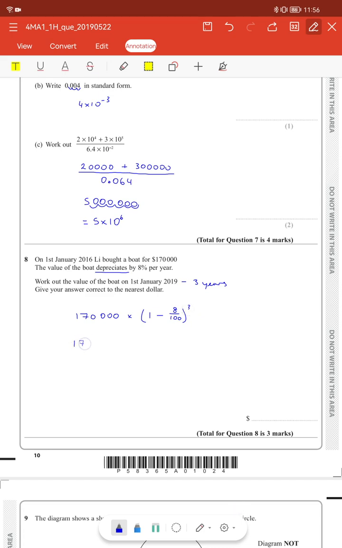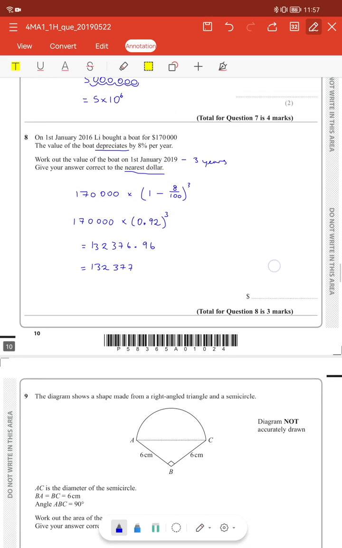same as 170,000 times 0.92 to the power of 3, which would give us 132,376.96. It wants it to the nearest dollar, 132,377. Pretty bad investment, if you ask me.